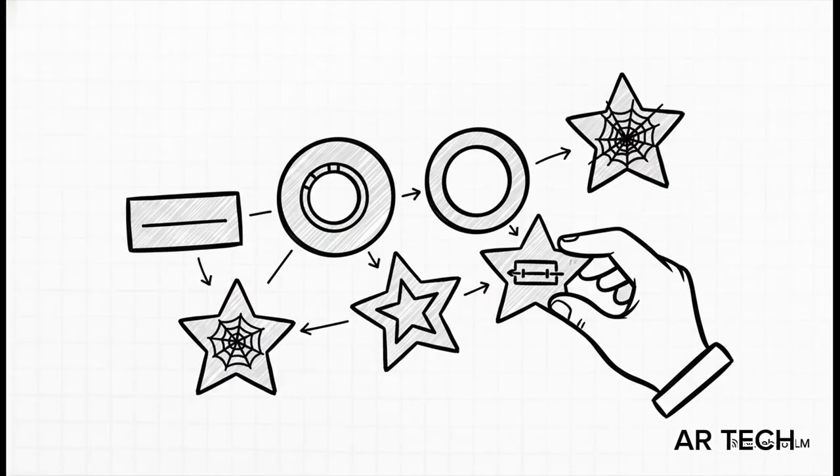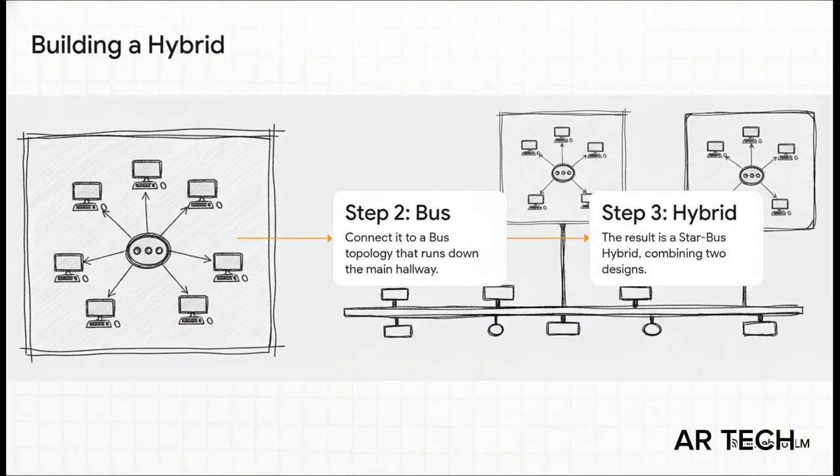Of course, in the real world, not every problem fits neatly into one box. Often, the smartest solution is to mix and match, to combine different designs to get the best of all worlds. And that's exactly what the hybrid topology is all about. And this is a perfect real-world example. Imagine a big office. You give the marketing department its own robust star network, so they're all self-contained. You do the same for the accounting team.